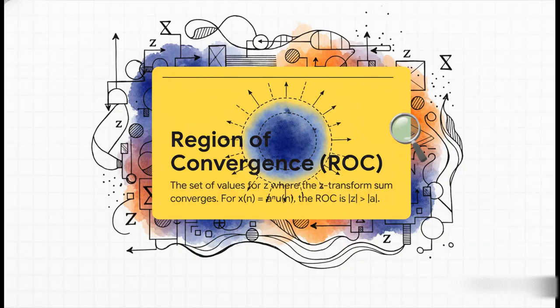Now, there is a catch. Of course there is. For the Z-transform to actually work, that big infinite sum in the formula has to add up to a finite number. It has to converge. So the set of all the z-values that make this happen is called the region of convergence, or ROC. And here's the deal. A Z-transform without its ROC is basically useless. It's like having a map with no compass. You have the picture but no idea what it means.